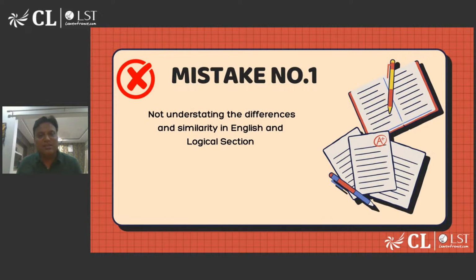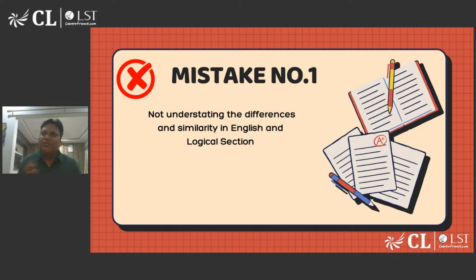So the basic skills that are required to crack the 2 sections are the same. The basic skills are reading, comprehending, and eliminating the option. Very few people are able to understand the technique of elimination, and that is what I believe is very, very important. So the basic skill requirement is similar.